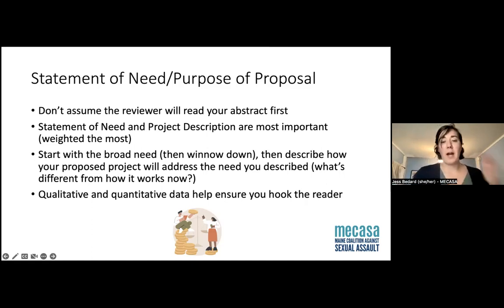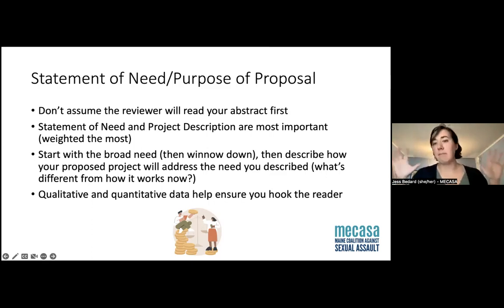You want to start with the broad need, then winnow down. When I say the broad need, let's say you're writing one on, I'll take the example of the one I just was a reviewer on, pet shelters for domestic violence. You may start with the broad issue, which is there's a lack of resources in the country for animals and folks who have experienced domestic violence to stay together. This is an issue that is driving folks to stay in abusive relationships because they worry about what's going to happen to their pet, et cetera.